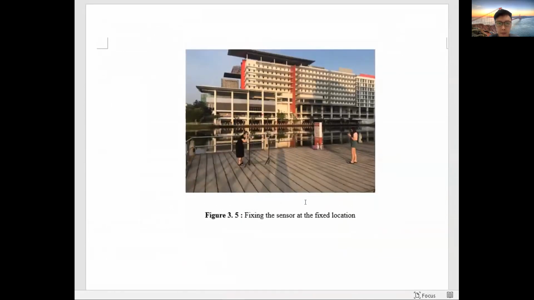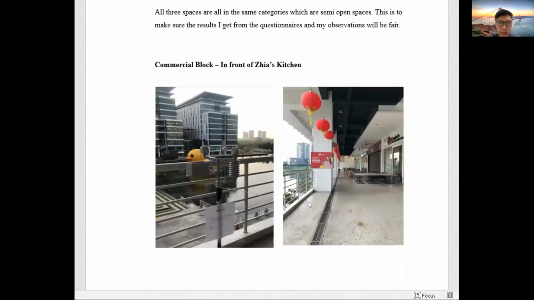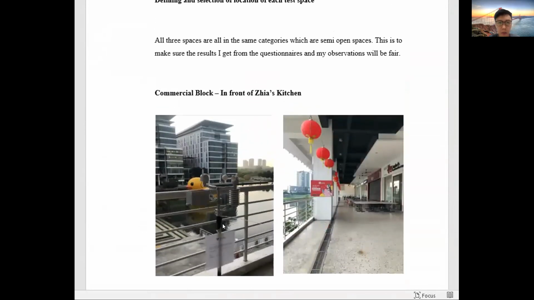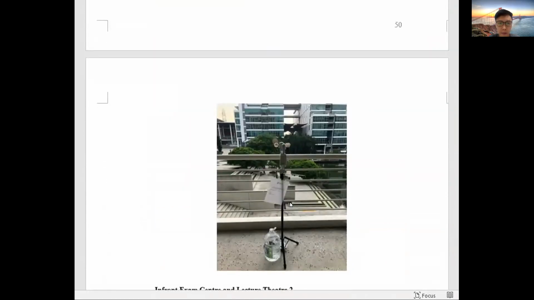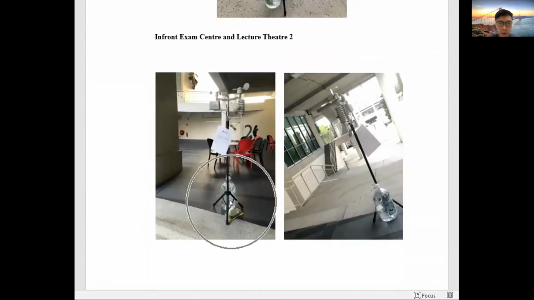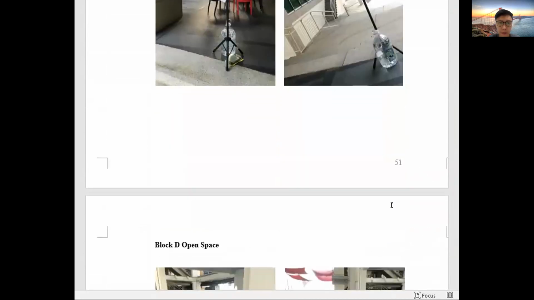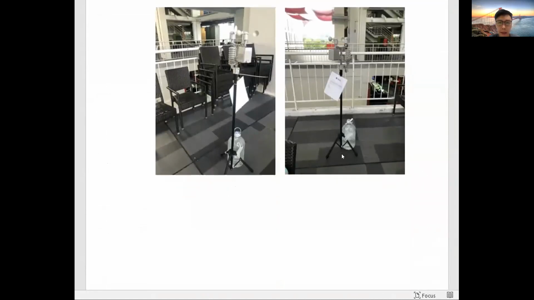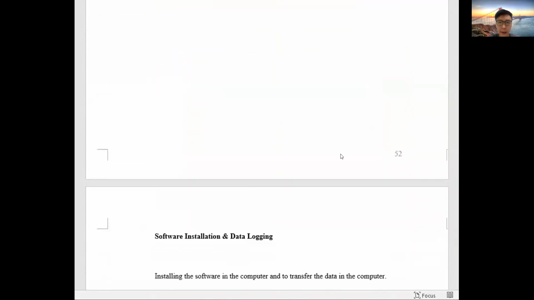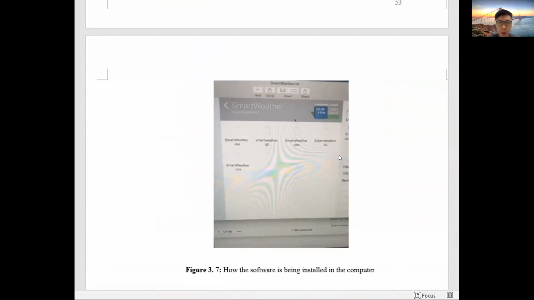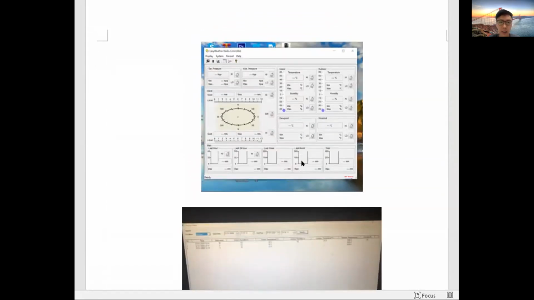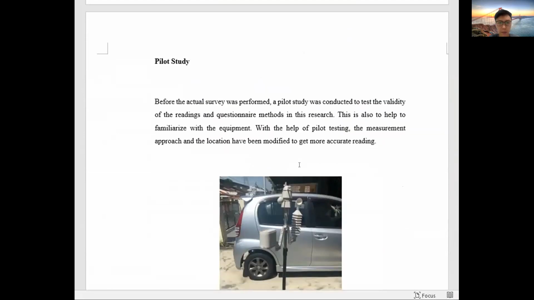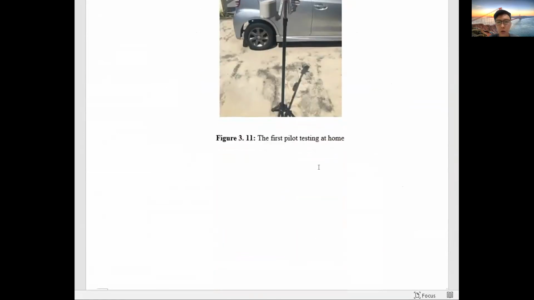And this is where she put it on the usable space. So these are all the places that she put to identify the locations' performance. This is called a case study. So anyone using the case study approach?